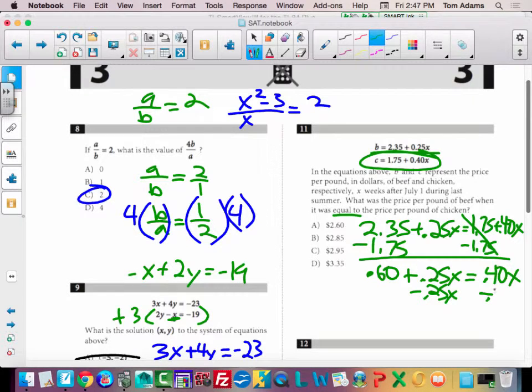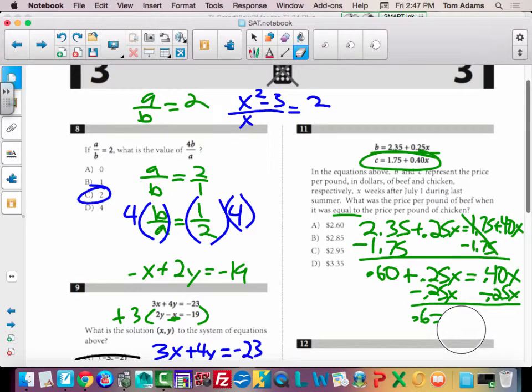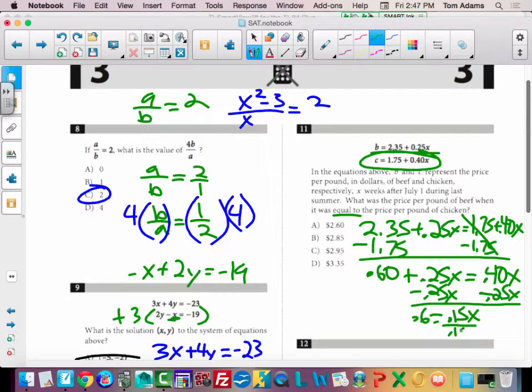Then we're going to subtract 0.25x from both sides. 0.6 is equal to 0.15x. 0.6 over 0.15 is 4. That's what x is. So we would say x equals 4.